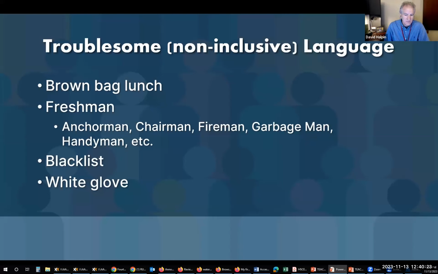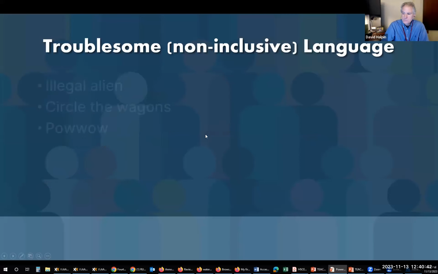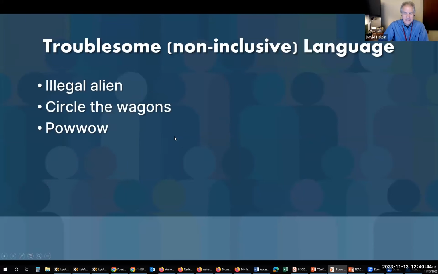Things like blacklist and white glove. The colors black and white have long carried opposite connotations, with black representing evil and disgrace, and the blacklist is where you put things that you don't want, and white connoting decency and purity. Other things include terms like illegal alien, Native American type terms, circle the wagons, and the last one is powwow.